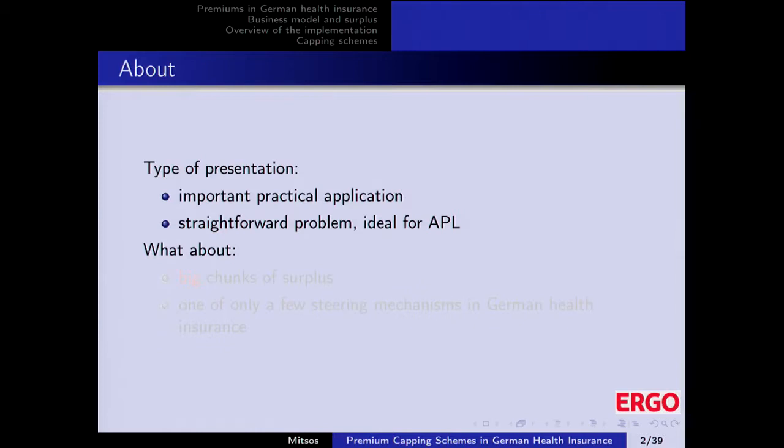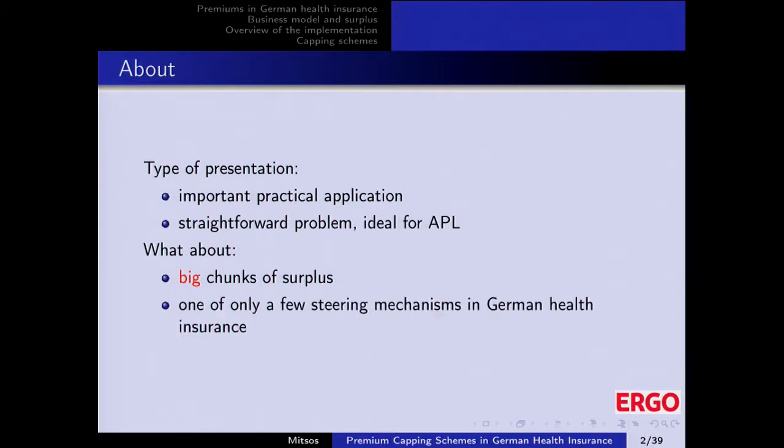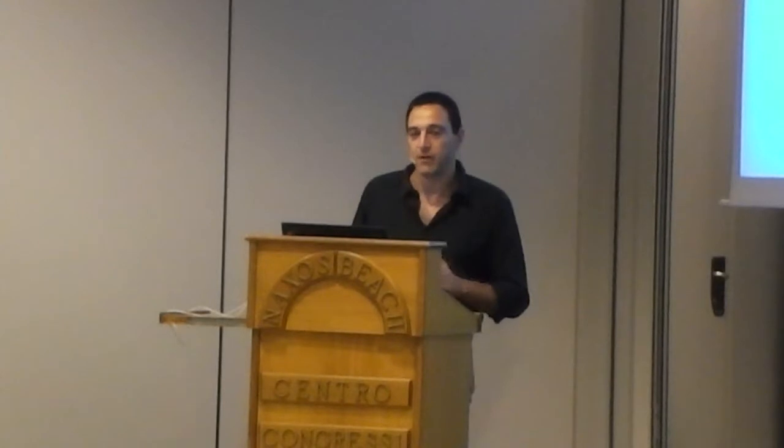And why is it important for us? We are talking about big chunks of money we want to use, something like hundreds of millions a year. We have to decide how to use them, and we use APL for this. And it is one of very few opportunities we have in German health insurance to decide anything. The first part of the presentation will show that we are very, very tightly regulated, and most of the things we do are exactly prescribed by auditors, by the supervising authority, by law.